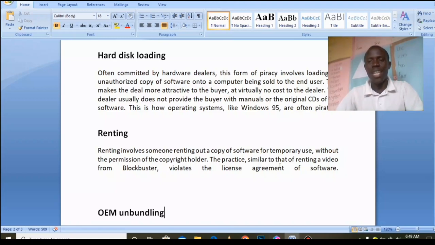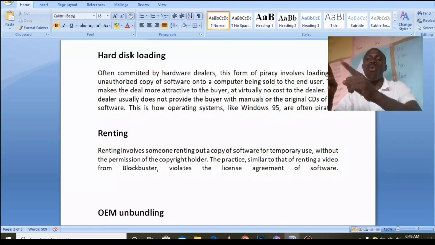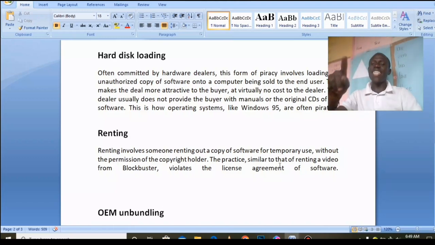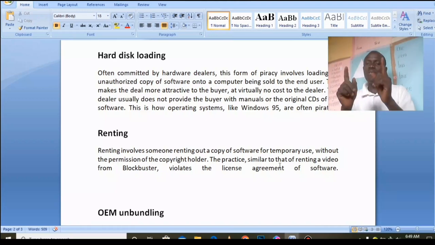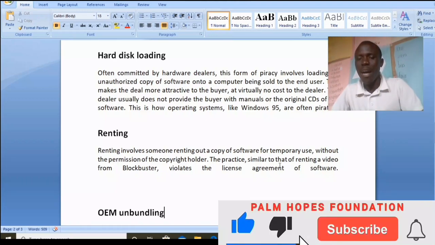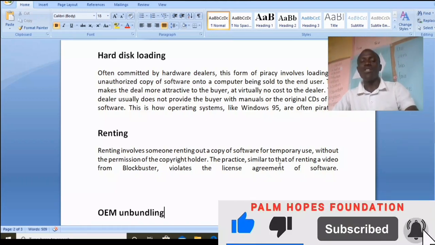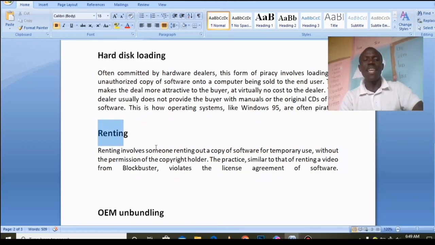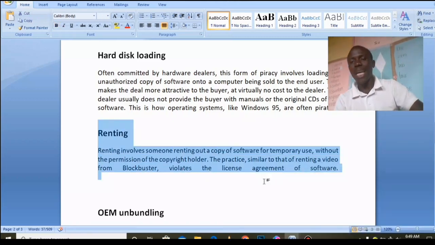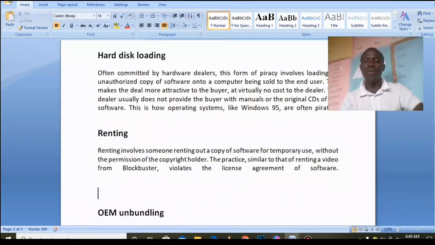At the same time, your friend says, also allow me to have a watch on that video that is on your CD. So it means that you giving him that CD to watch that video, you are renting, and that renting is one form of software piracy, and that is what they are trying to explain in this renting software piracy type.